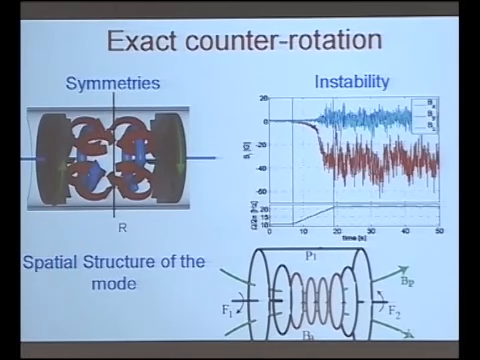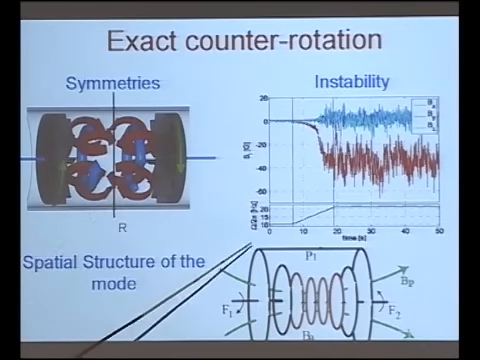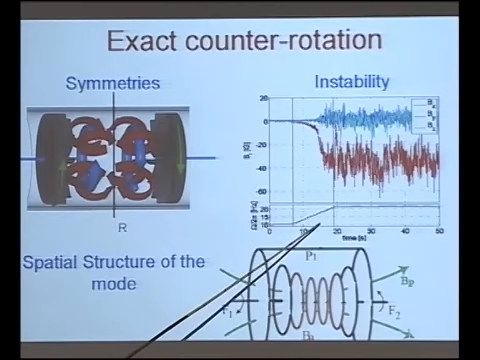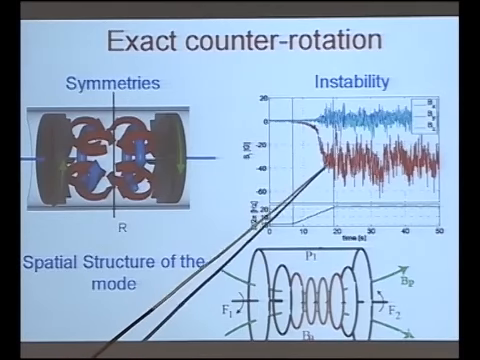Actually, any axis that goes through the midplane of the cylinder is an axis of invariance if you rotate by pi. So if you rotate by pi, in this experiment where the two disks rotate with the same speed, then you find the same forcing term. So we have this symmetry in that case when the two disks exactly counter-rotate.